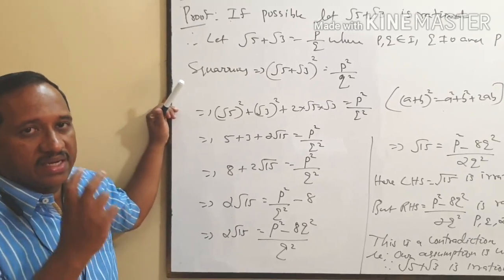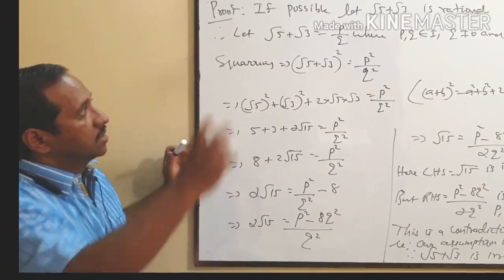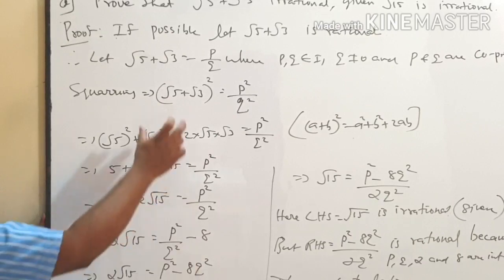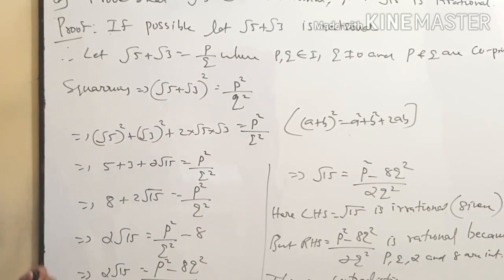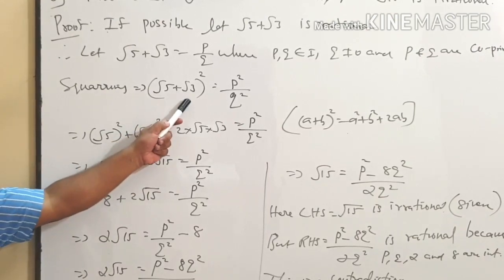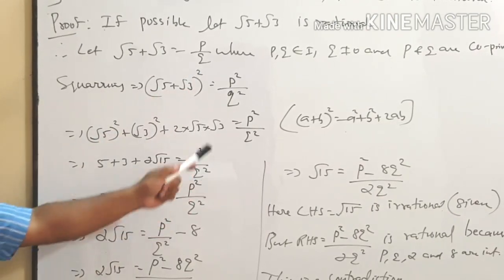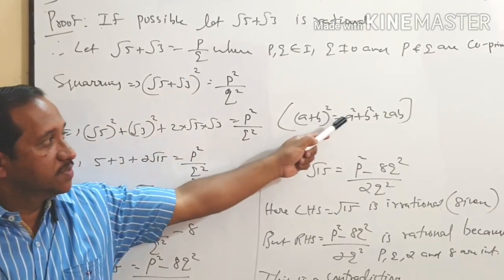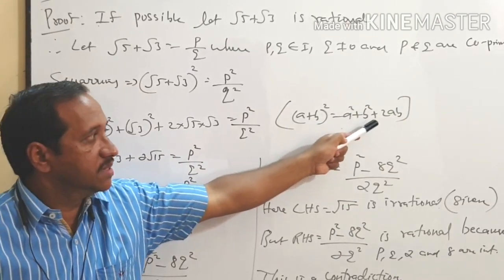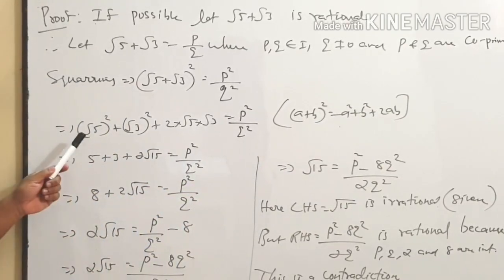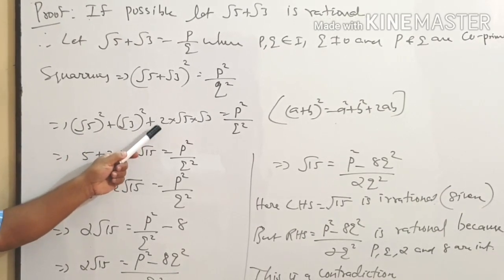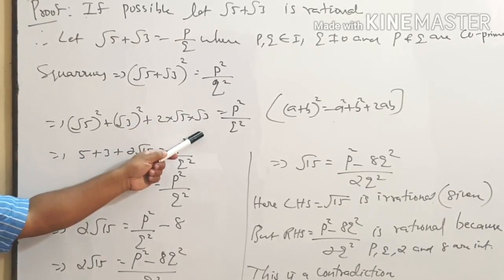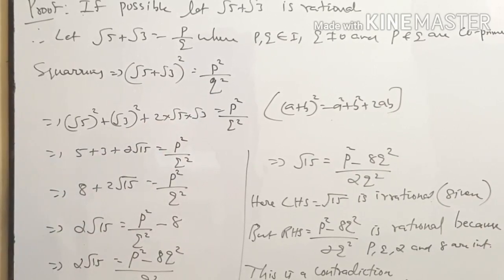So first we take the square on both the sides. Taking square on both the sides, we get root 5 plus root 3, the whole square is equal to p square by q square. Root 5 plus root 3, the whole square is expanded by using the formula a plus b the whole square, which is a square plus b square plus 2ab. We get root 5 square plus root 3 square plus 2 into root 5 into root 3 is equal to p square by q square.